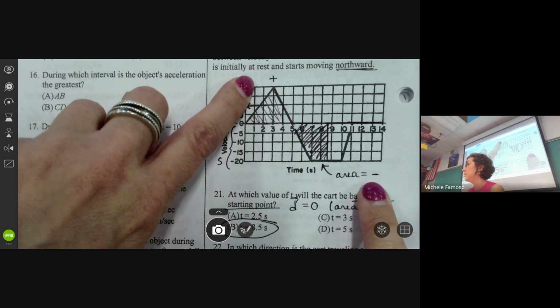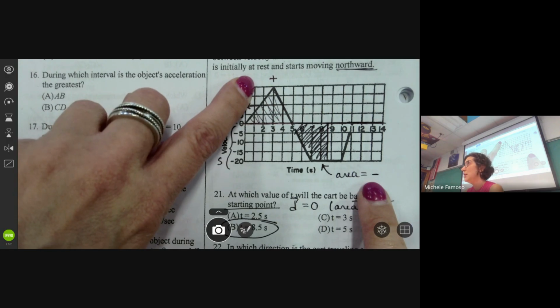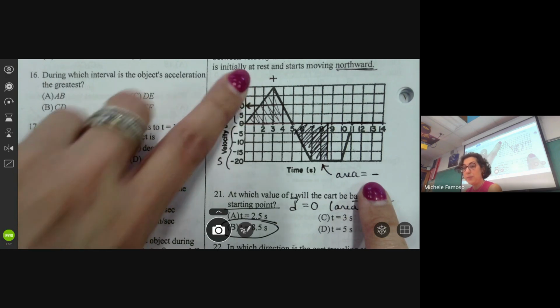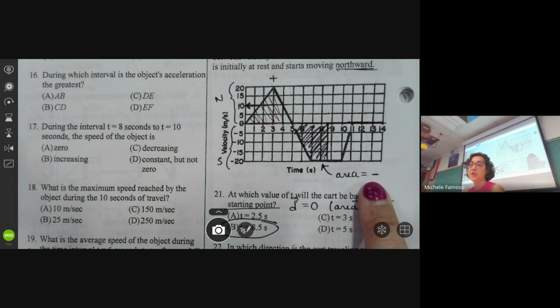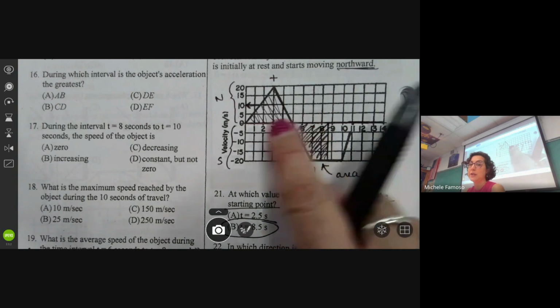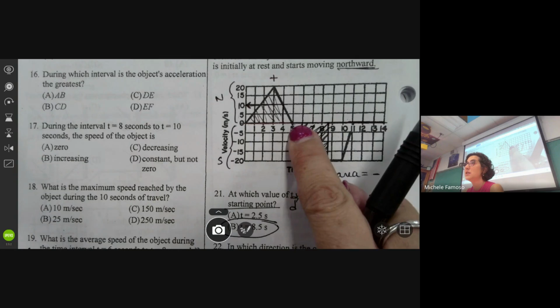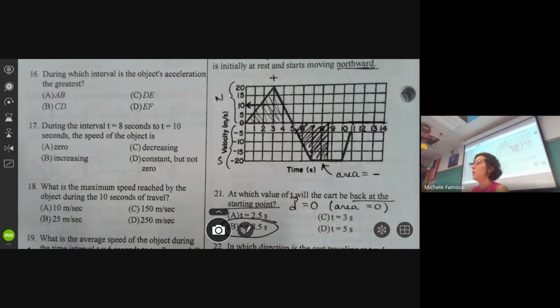Did you have to calculate that area to be 0? No. It's the only one that makes any sense of the choices given. The point where you are furthest away from your starting point is at 5 seconds, because that's where we get the largest positive area. After that, you started going backwards towards your starting position. That's what the negative velocities are telling us. Make sense? Okay. Khalees?